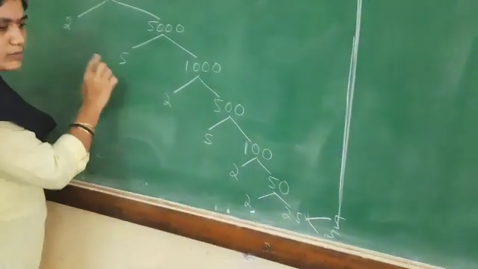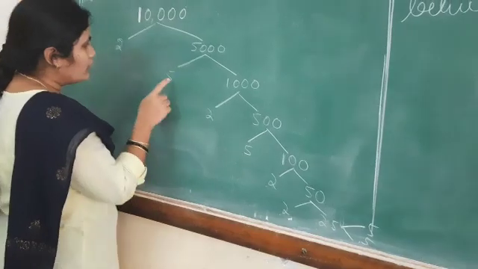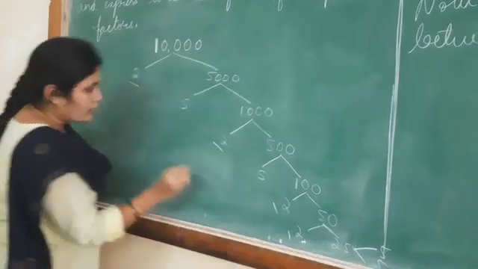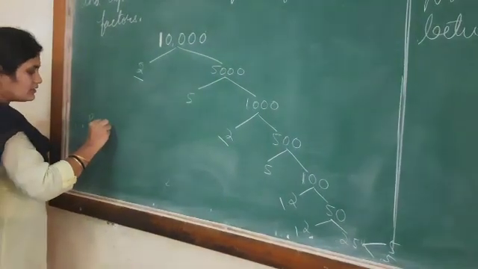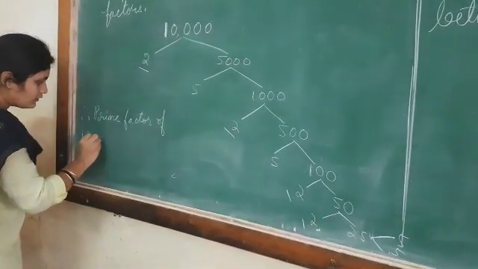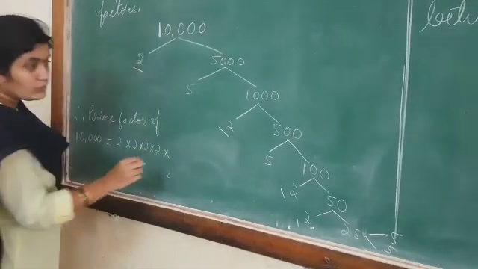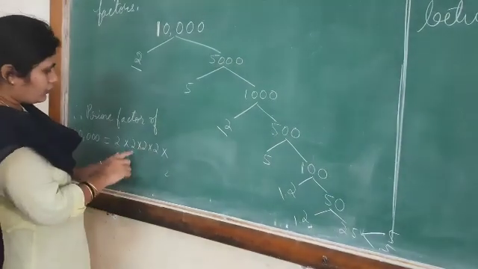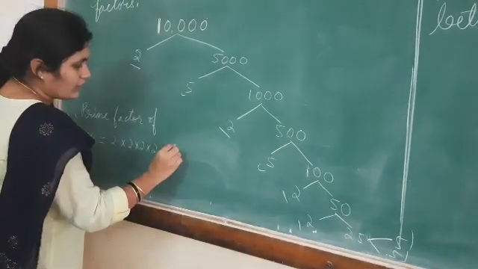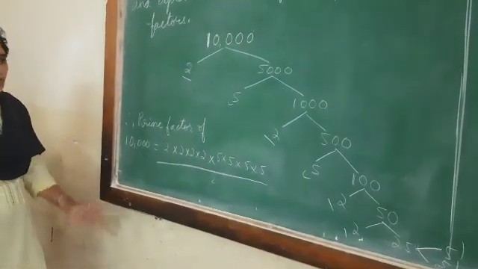Now write all the prime numbers which are present here: 5 into 5 into 2 into 2 into 5 into 2 into 5 into 2. Now count how many 2's there are. 1, 2, 3, 4. Therefore, the prime factors of 10,000: 10,000 is equal to 2 into 2 into 2 into 2. First write all the 2's. There are 4 2's here. Then 5. 1, 2, 3, 4. 5 into 5 into 5 into 5. These are the prime factors of 10,000.